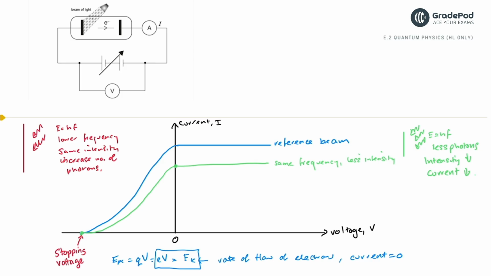If it's a lower frequency of radiation, that means hf equals the work function plus kinetic energy. The hf is smaller, the work function stays the same. So that means the kinetic energy of the emitted electrons is smaller, which means that the stopping voltage is smaller. So if we have a lower frequency but the same intensity, what we'll find is the current comes to zero at a smaller stopping voltage but has the same intensity, i.e. the same current, as the reference beam. I understand this is difficult, but when you come to step 2, activate the application, you'll start to see how these are applied in exams.